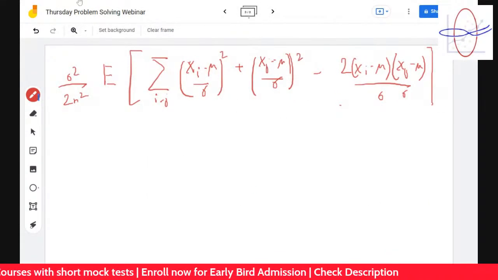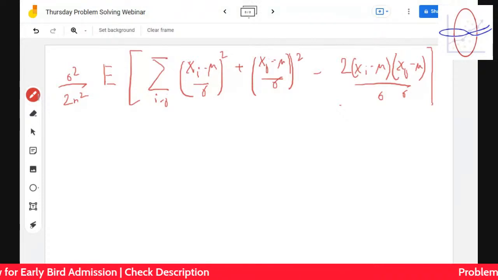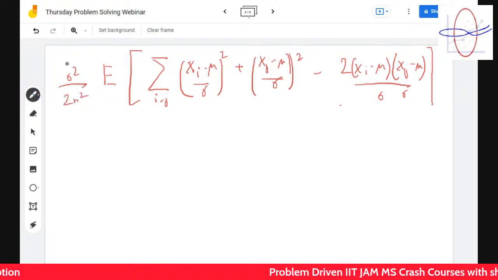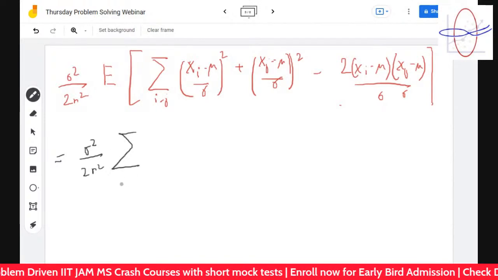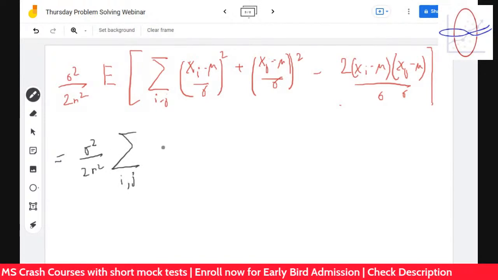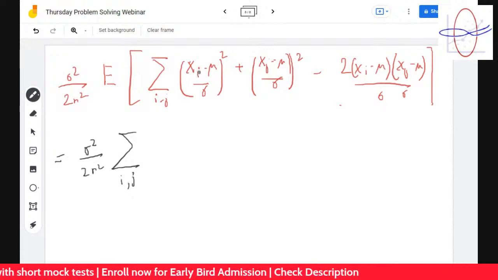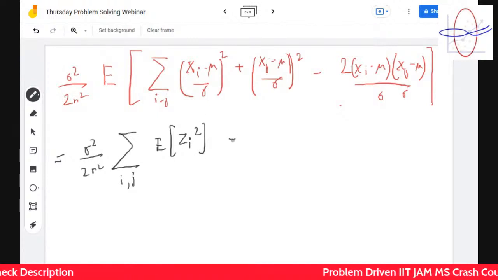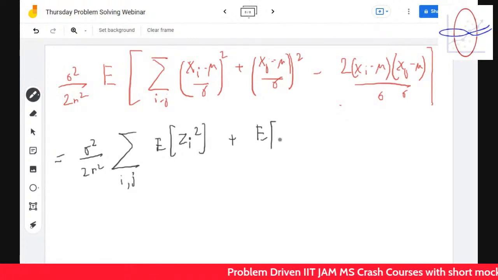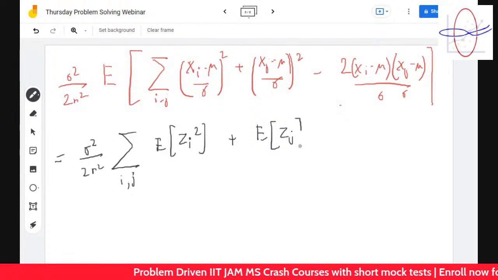So we have standardized it. So now you can easily understand. This is always a strategy. Always try to standardize stuff. Standardizing stuff is also another important idea of statistics. It helps you in your computation, number one, and that's the general thing you want to do. So it's summation over ij of expectation of xi minus mu by sigma squared, so you can write it as zi squared, plus expectation of zj square.